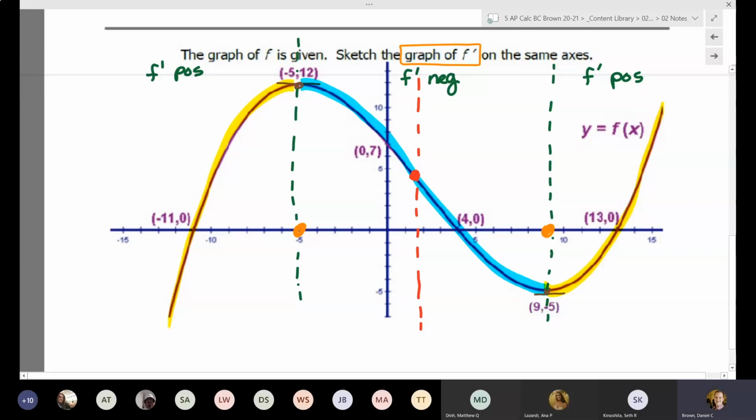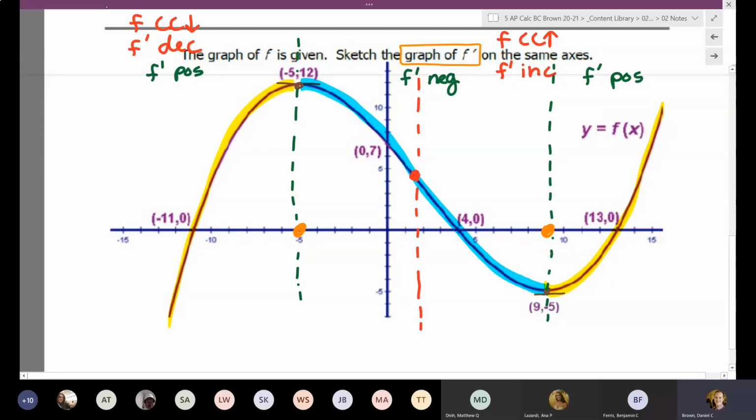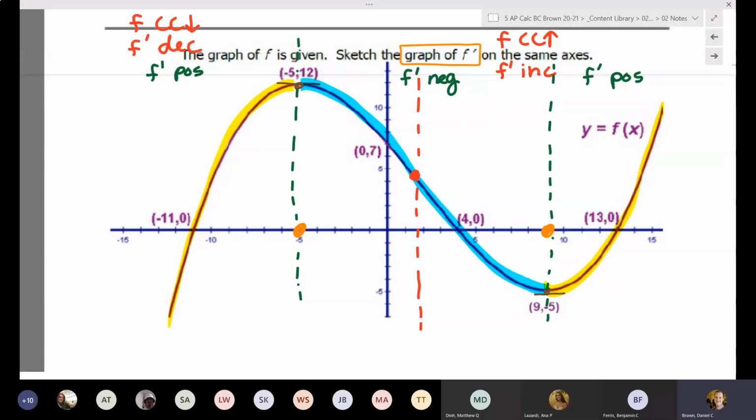So let's also remind ourselves, when f is concave down, what is f prime going to have to be doing? Decreasing. And in the second half of this function, f is concave up. If f is concave up, then f prime has to be increasing. So I look at this graph as having 4 sections. There are 2 things happening at once: f prime can be positive and decreasing, negative and decreasing, negative and increasing, and then again, positive and increasing.